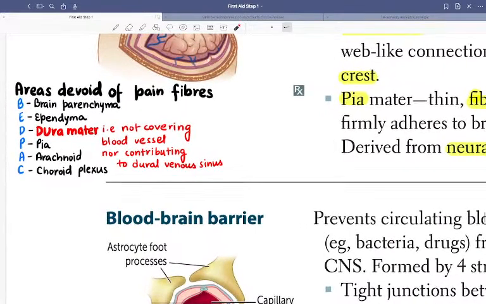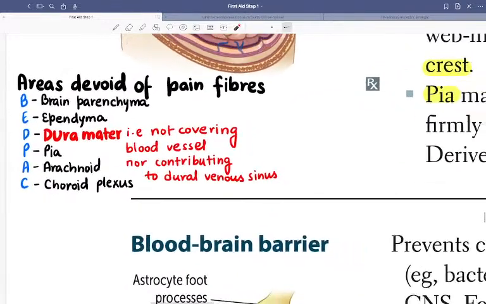Areas devoid of pain fibers: the mnemonic is BEDPACK, one that I had made sometime. Brain parenchyma, ependyma, dura mater. Okay, pia, arachnoid, choroid plexus. So dura mater that is not covering the blood vessels, or that is not contributing to the dural venous sinuses, this is a catch. Those are the ones that are basically going to be devoid of pain.